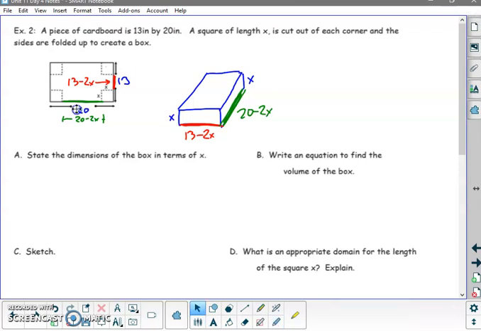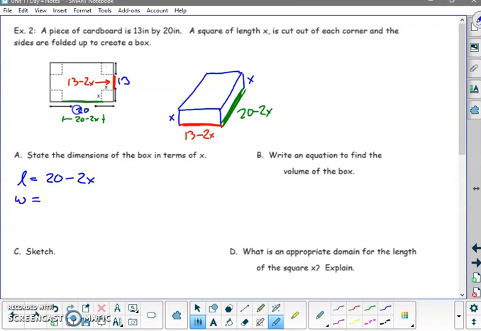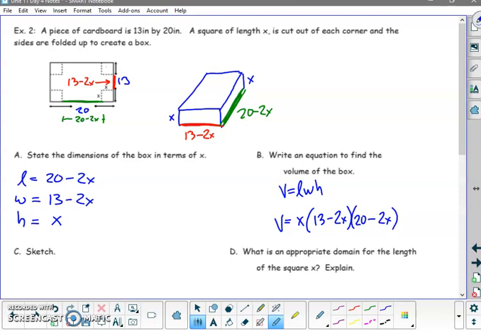So state the dimensions of the box. All right, so you can say length, 20 minus 2x. You can say width, 13 minus 2x. And you can say height is x. Now in part B it says write an equation to find the volume of the box. Going back to geometry, volume equals length times width times height. So our volume is going to equal x times 13 minus 2x times 20 minus 2x. You don't need to multiply that out, but this is the equation to find the volume.